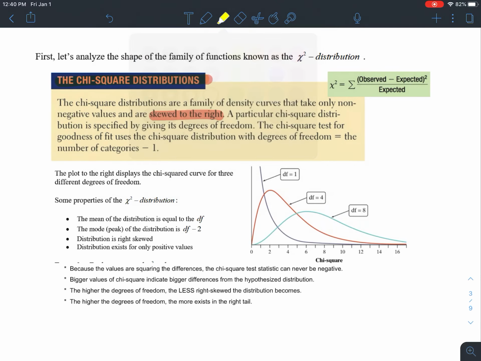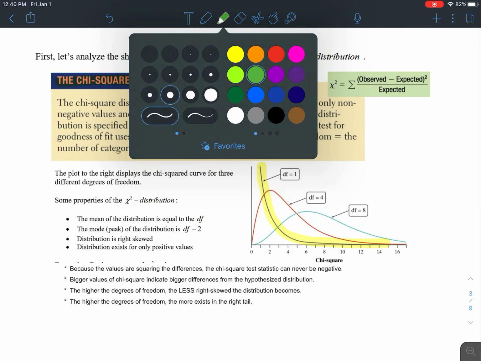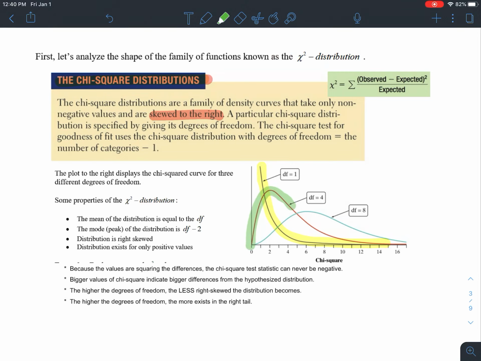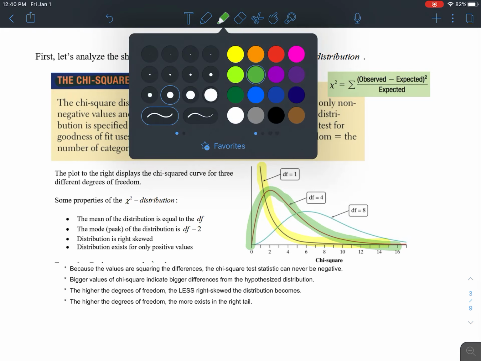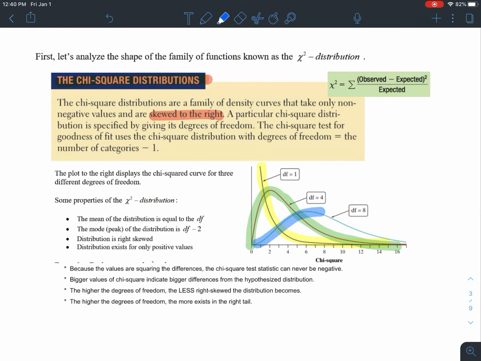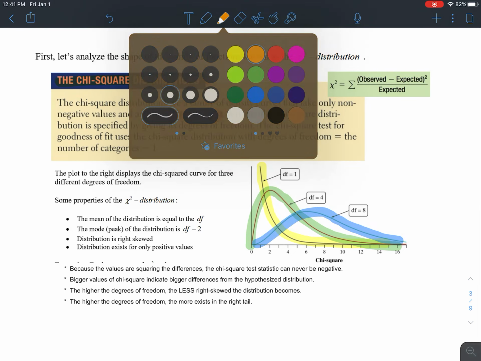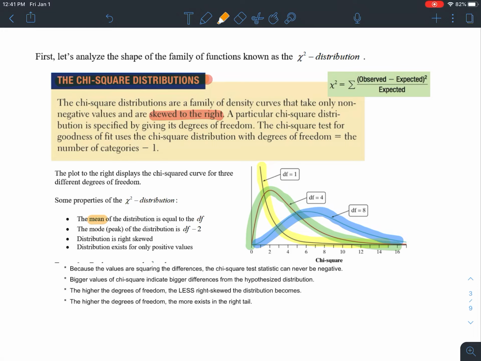I'm going to mention just a few properties here and try to highlight these. You'll see that I have several different chi-square curves drawn here. I'm going to highlight one in yellow, another one here in green, and this one here in blue. One property: the mean of your chi-square distribution is always equal to the degrees of freedom. Remember, your degrees of freedom is the number of categories minus 1.